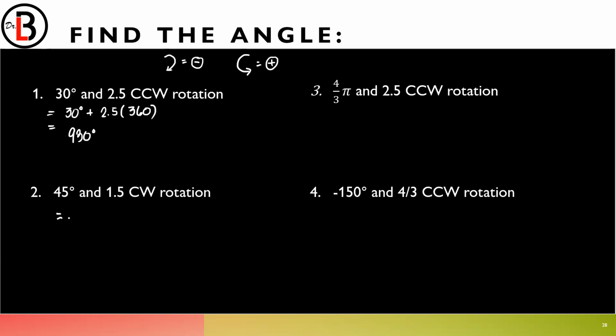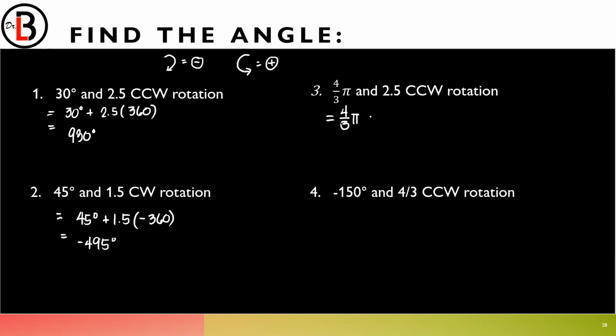What about number 2? 45 and 1/2 clockwise rotation. So, 1.5 of a clockwise rotation. So that's negative 360. So 45. Did you get negative 495? Very good. Now, this one is in terms of pi radians. So let's just keep it as is.